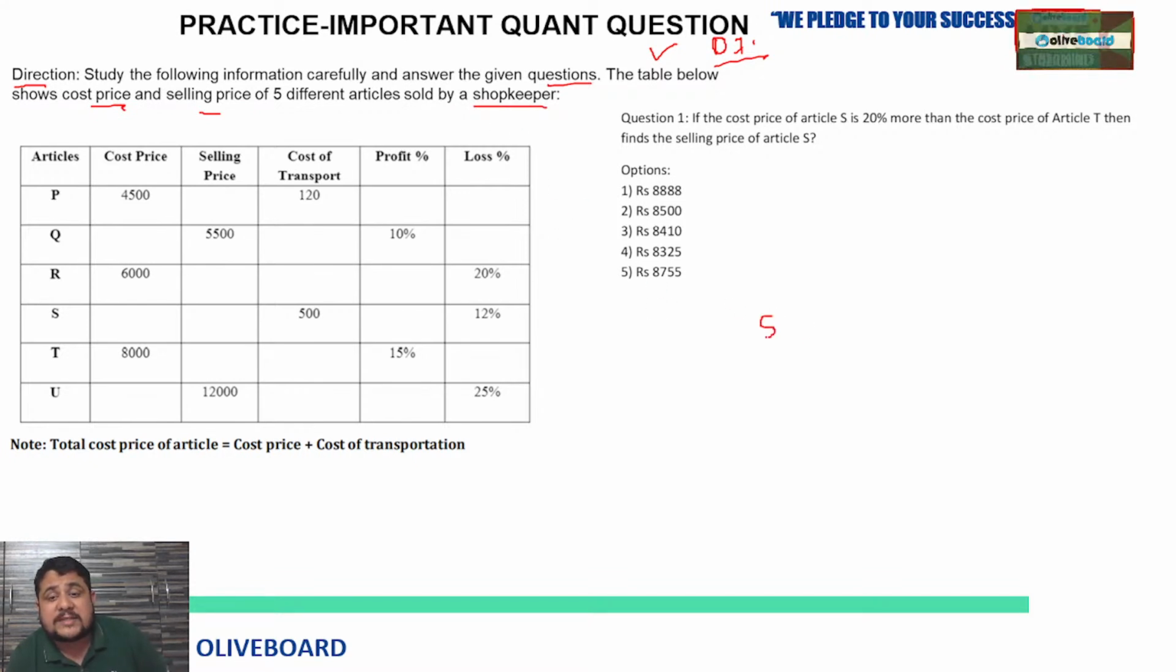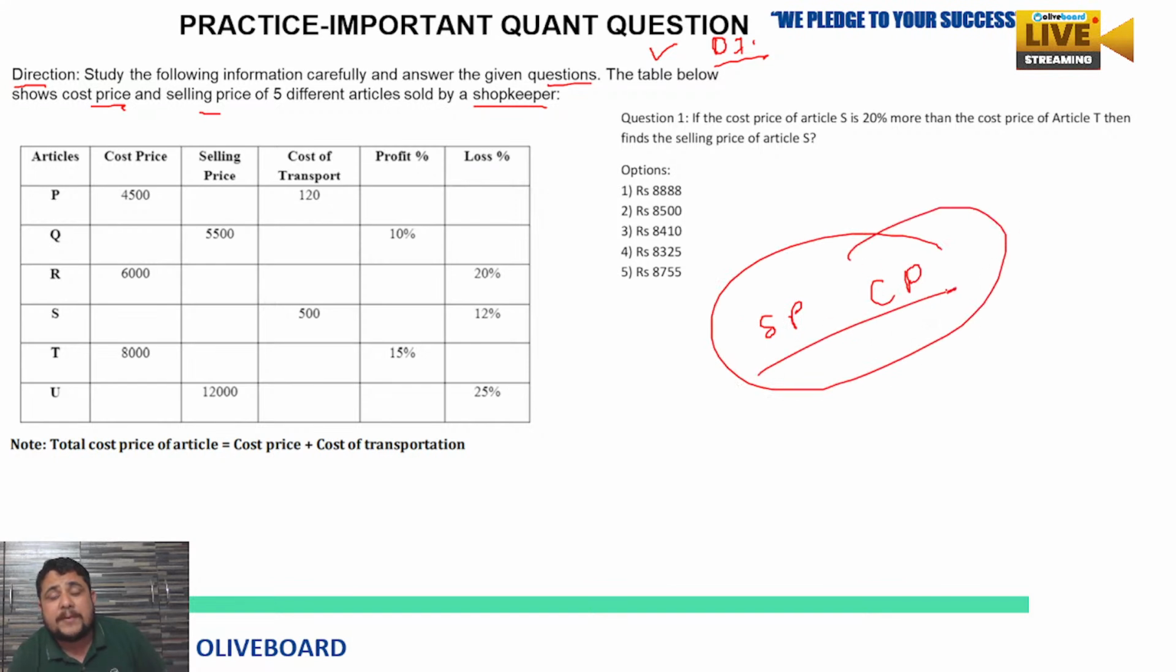So when we talk about selling price and cost price, you have to be ready for questions based on profit and loss, and you must have knowledge about that. So this is what is given. 5 different articles sold by a shopkeeper, and their cost price, selling price, and some other details are given here. The articles are P, Q, R, S, T, U. Some of the data are missing here, as you can see the blanks. This is the selling price, this is the cost price, cost of transport, profit percent, loss percent.